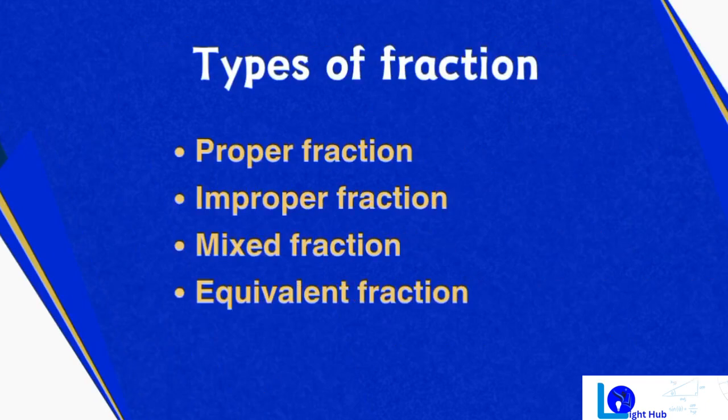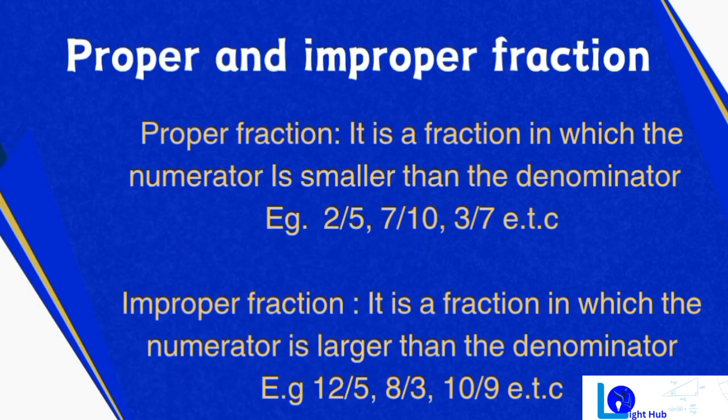So we're talking about types of fractions, and the types of fractions are proper fraction, improper fraction, mixed fraction, and equivalent fraction. Proper fraction: it is a fraction in which the numerator is smaller than the denominator. Examples: 2/5, 7/10, 3/7, so on and so forth.